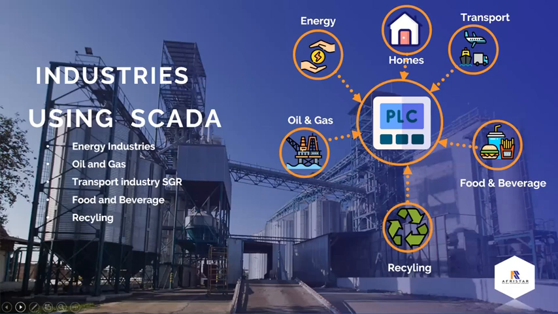So we have industries that use SCADA. We have energy industries, and for this example, we can give Kenya Generating Company. It usually uses SCADA to generate power and also to transmit the power. Also, we have the oil and gas industry. They use the SCADA system to be able to drill oil and to get data while mining oil.